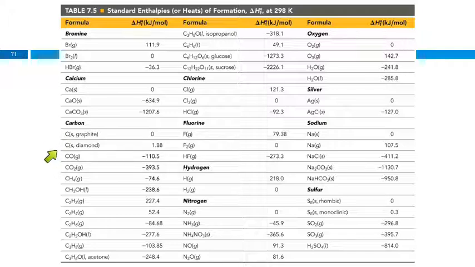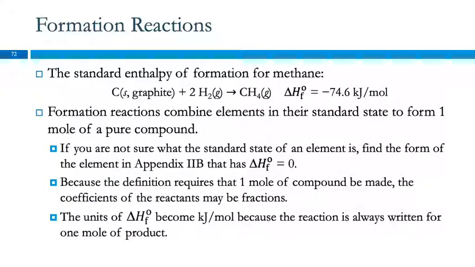So here we've got carbon, graphite, and diamond, and graphite is the most stable form, and so that's the one that's 0, and diamond is 1.88. So we look things up here, and the units are kilojoules per mole. So we can write formation reactions. So for methane, CH4, there are 2 elements involved here. There's carbon and hydrogen. So we're going to have the reactants be the elements in their standard state.